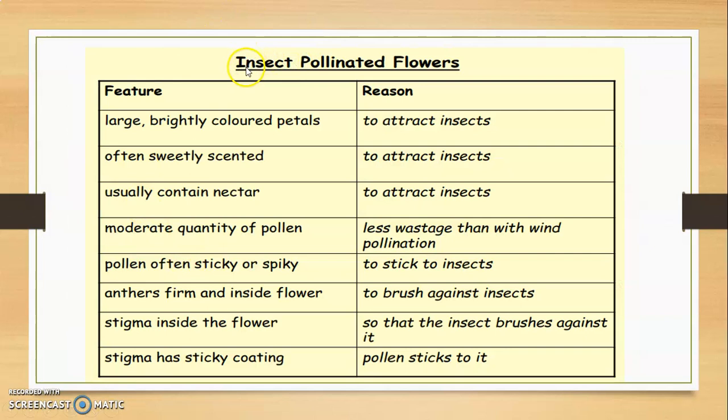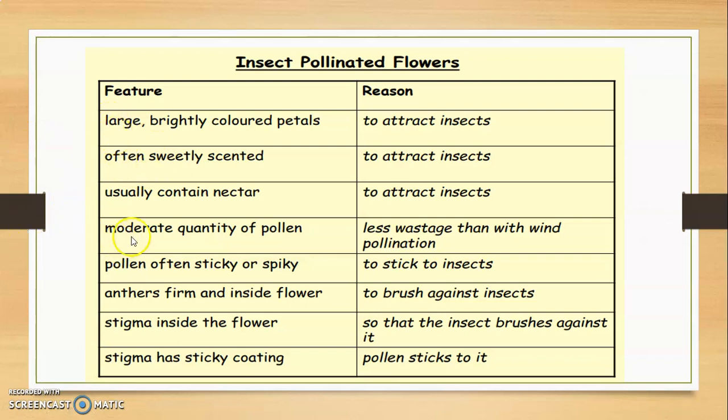Now, the insect-pollinated flowers are the opposite, because if they need the insects, then they need to attract them. And that's why they have large and brightly colored petals, and they have sweet scents, and they usually have nectar. All of those three, they have so that they can attract as many insects as possible, because those insects are their pollinators.